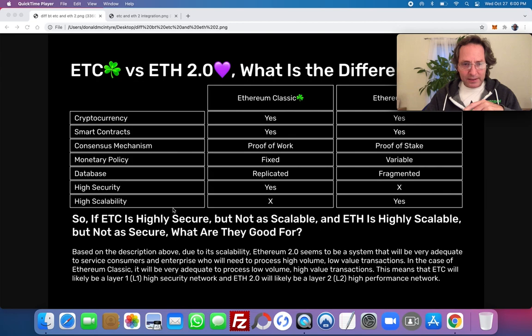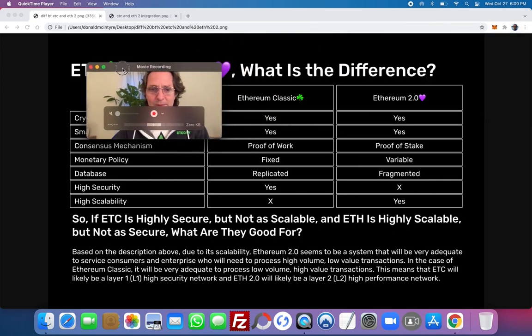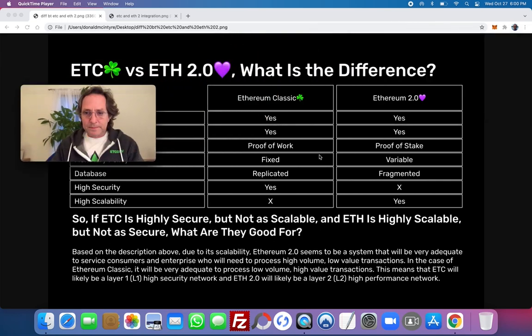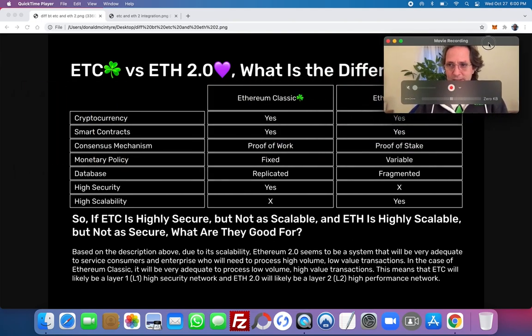And here, in terms of scalability, I put an X here, but a yes in the case of Ethereum. Ethereum is going to be totally scalable. And not only is it going to have the layer of Ethereum, but on top of it even more systems that are going to provide even more scalability, etc. So that's the great difference between both systems.